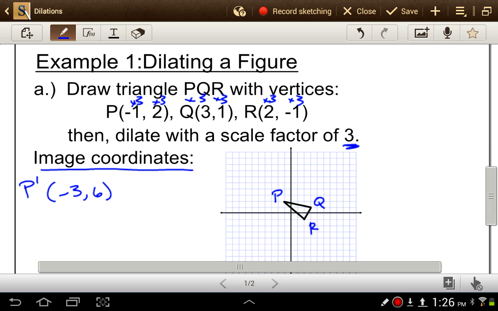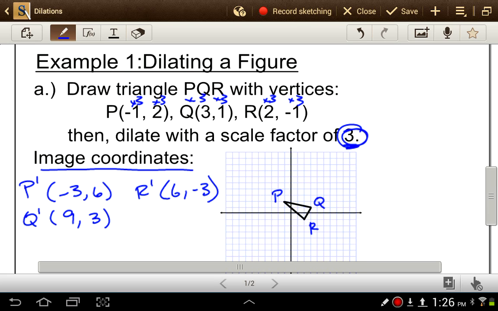Then I can do Q prime. Q prime is going to be 3 times 3 is 9. 3 times 1 is 3. 9, 3. And then R prime, that is just going to be 3 times 2 is 6. And negative 1 times 3 is negative 3. So those are my new points. So whatever my scale factor is, and if it was less than 1, like 1/2, you'd multiply them all by 1/2. Okay, so it's what you multiply by, and you're multiplying them all by the same thing. That's what's keeping the ratio.